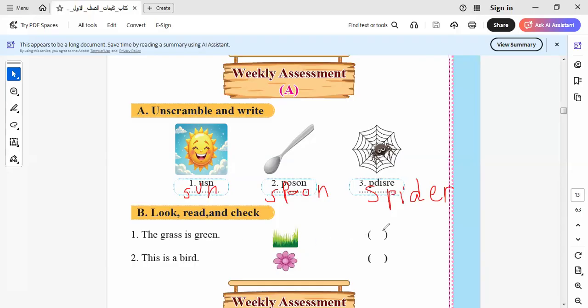The grass is green. Is it right? Yes, it will be right. This is a bird. You can see this is a bird. No, not a bird. Let's go to another item here.